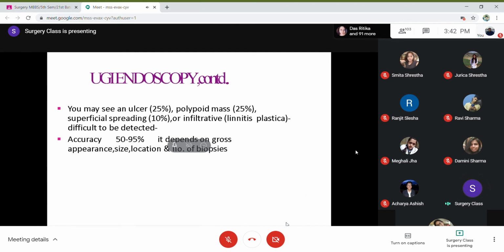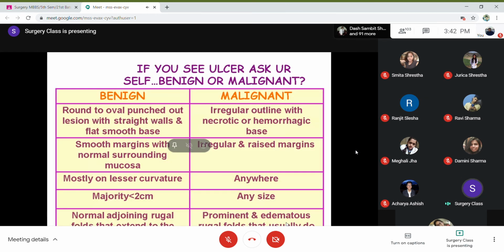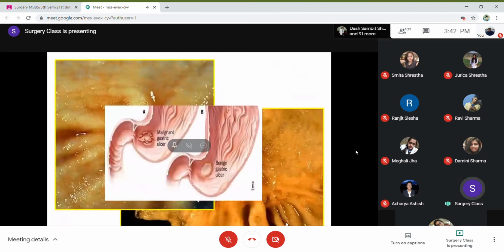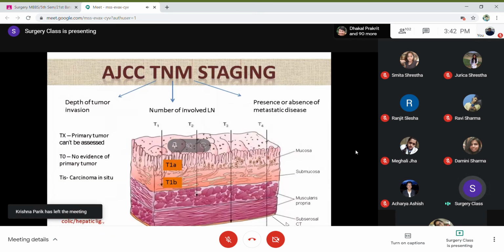Okay, so upper GI endoscopy, yes, it's the gold standard, and you can see benign and malignant lesions, and benign gastric ulcer. Now the thing is about the staging of the tumor. Read about the different stages.